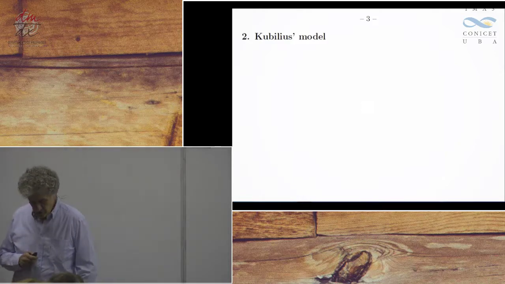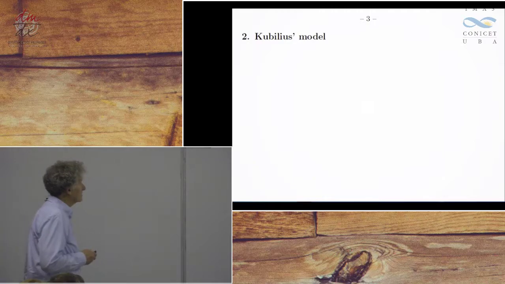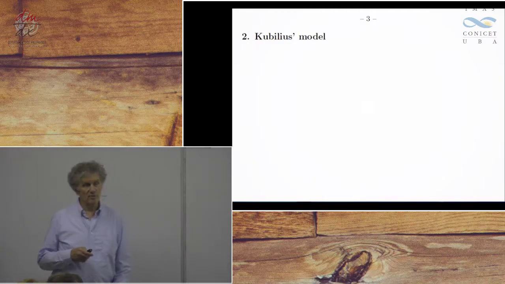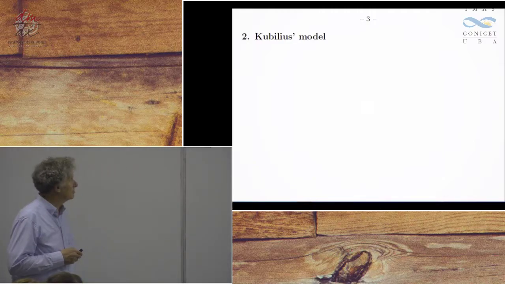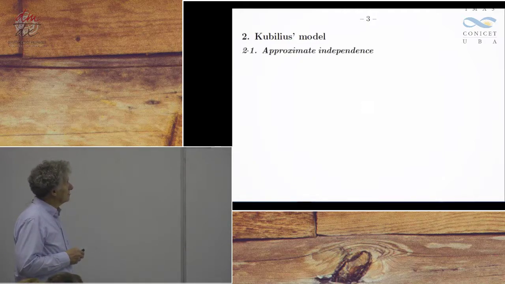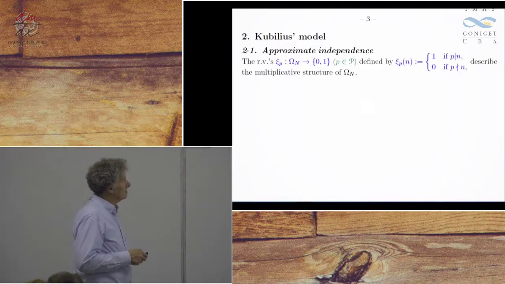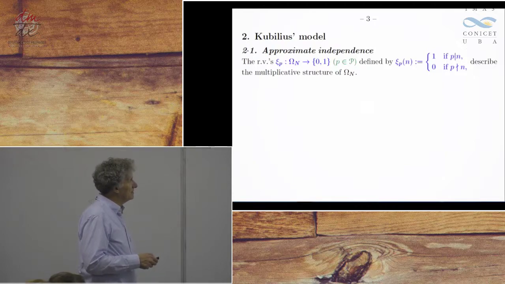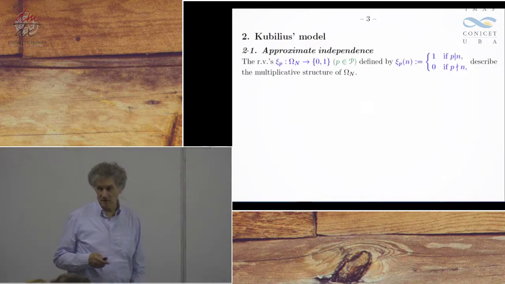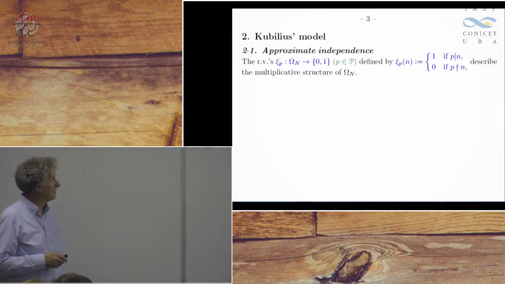So the first model is Kubilius' model, from the school of Kubilius in Vilnius in Lithuania. We start with approximate independence. So we look at these variables psi_p, which is 1 if p divides n, and 0 if p does not divide n.